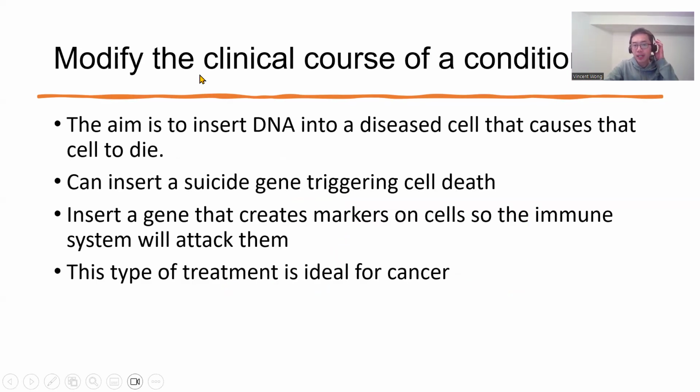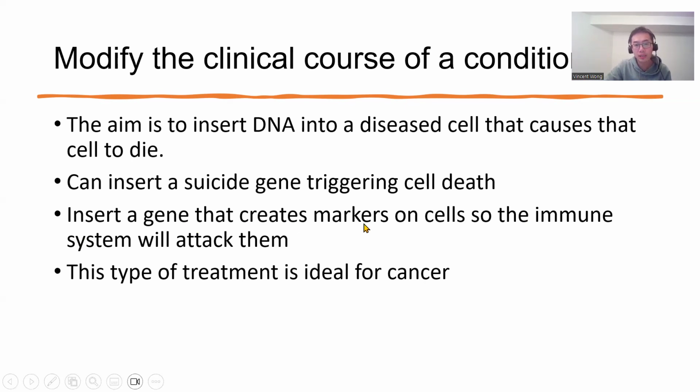Lastly, we can modify the clinical course of a condition. So in this case, you can do it in two ways. Number one, you can insert genes that will trigger the cancer cell to die. Right? We call this a suicide gene. It will trigger cell death in the cancer, and the cancer cell will basically kill itself.